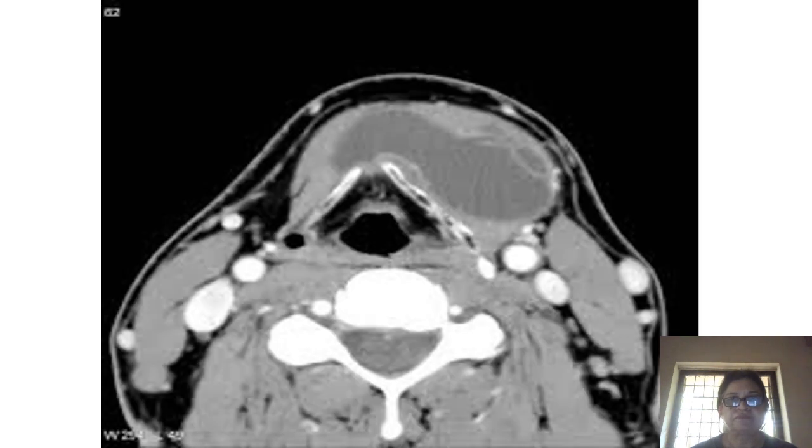Okay. This is your CT. Look at your hyoid bone. This is your hyoid bone. And this is your large cyst here.